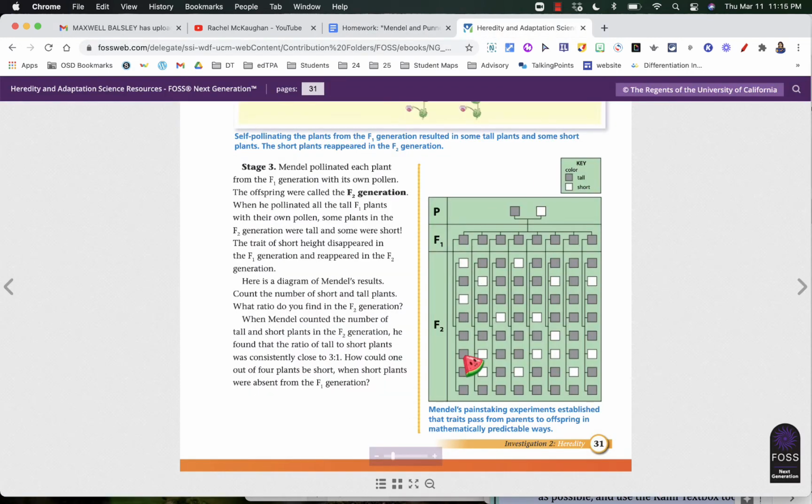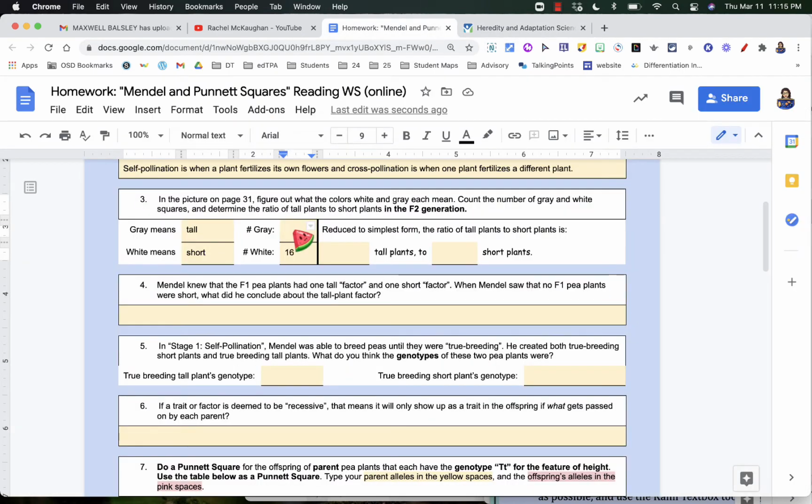1, 2, 3, up to 48. Okay, 48 to 16. And that reduces to 3 to 1. Okay, because 48 divided by 16 is 3.